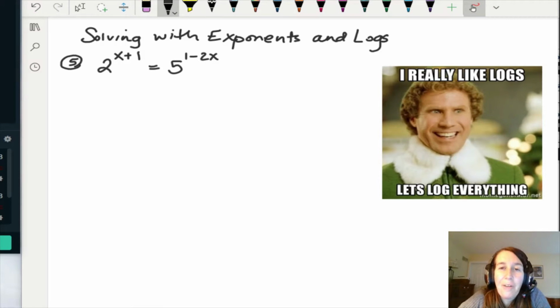Okay, let's do another problem solving with logs. I think these are one of the most challenging types of problems. If you like algebra, it's all some basic algebra that you're going to enjoy.